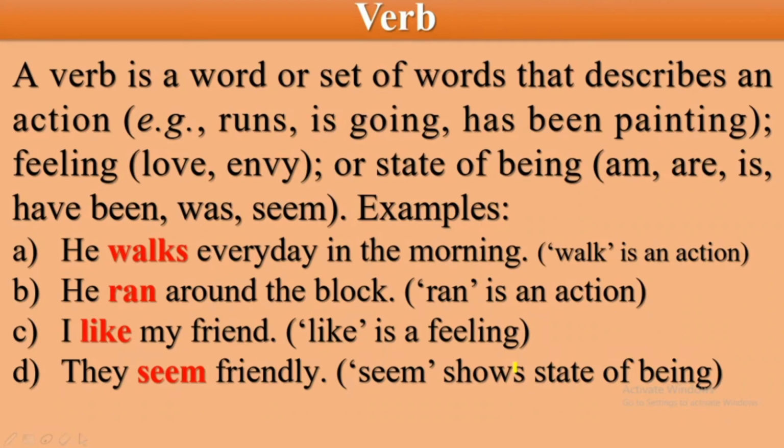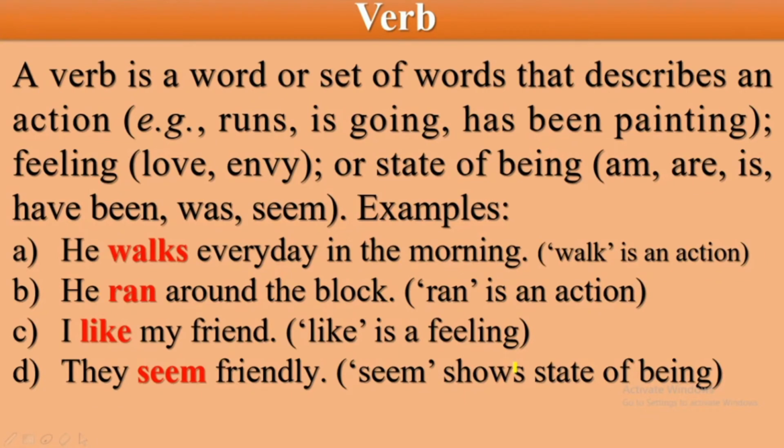Here are some examples. He walks every day in the morning. Here in the sentence, walks is a verb because it is an action. He ran around the block. In the sentence, ran is also a verb because it expresses an action.